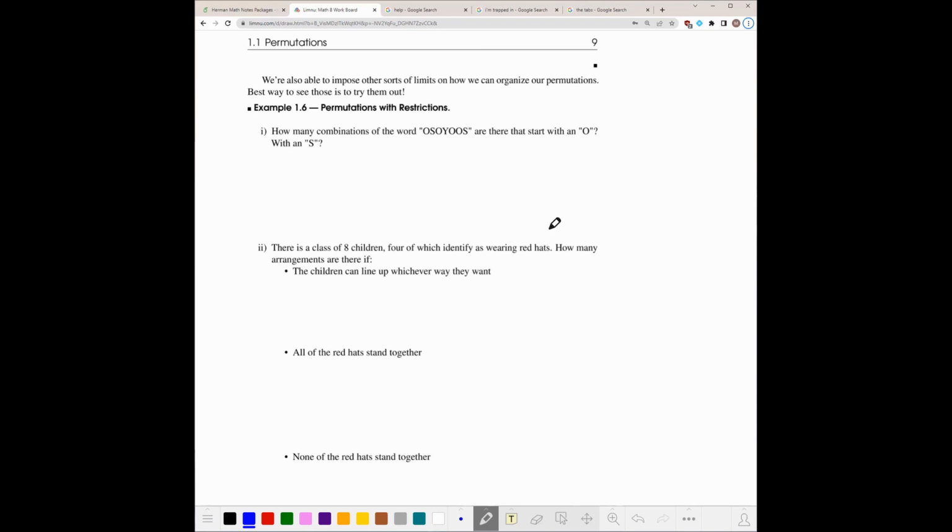Back to Osoyoos. How many combinations of the word Osoyoos are there that start with an O? And then how many are there that start with an S? So we've got 2 questions in one. Good for us. By the way, if you don't know where Osoyoos is, it's somewhere in BC. It's one of the hottest places in Canada.